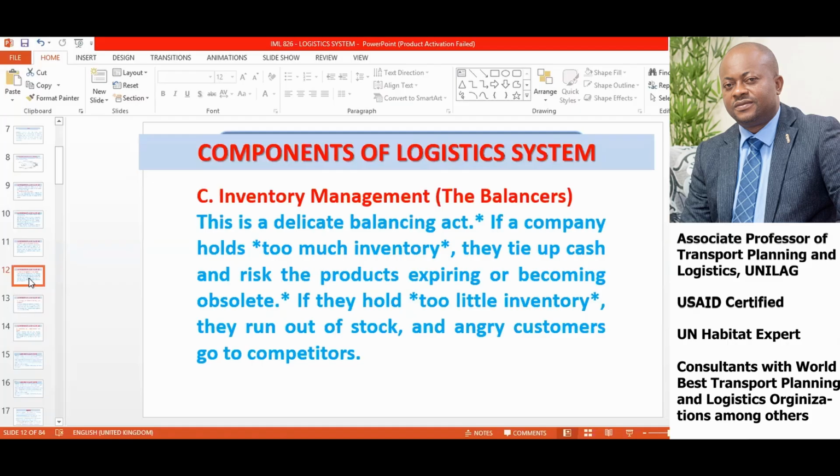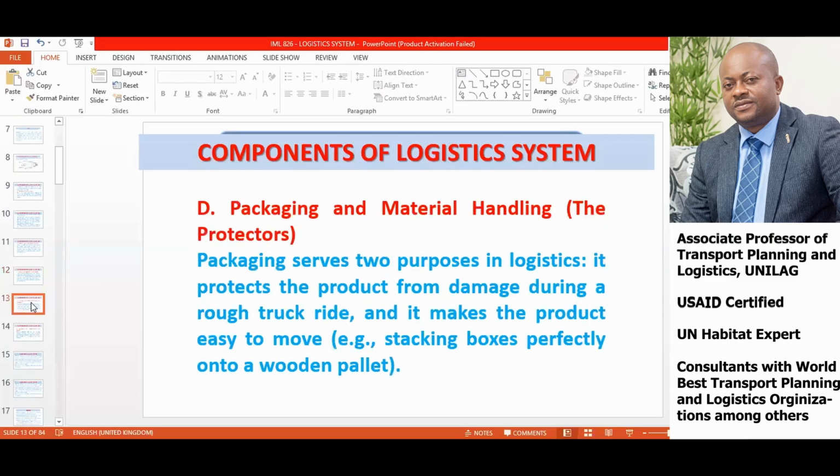So the balancers in this case have to do with responding to demand, responding to customer demands. If the stock is too small, somebody will say, what is happening? I have this number to buy, and you are saying you don't have the number I'm requesting. Before you know, the person could go to a competitor. So that's one of the challenges that could occur when your inventory management is not working well. So the balancers are also very important in this respect.